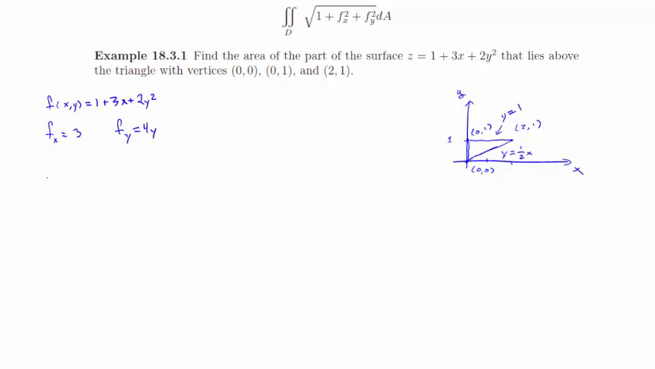And so we want to look at the double integral. In the x direction, we're doing from 0 to 2. In the y direction, we're doing from 1/2 x to 1. And we want the square root of 1 plus 9 plus 16y squared dy dx.